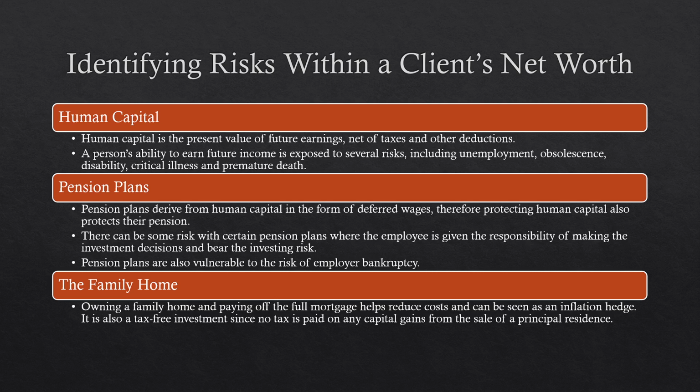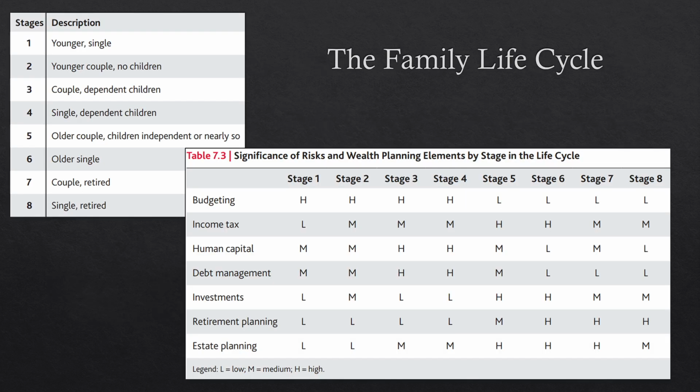Next is the family home. So owning a family home and paying off the full mortgage helps reduce costs and can be seen as an inflation hedge. It is also a tax-free investment since no tax is paid on any capital gains from the sale of a principal residence. And finally, we'll look at the family life cycle.